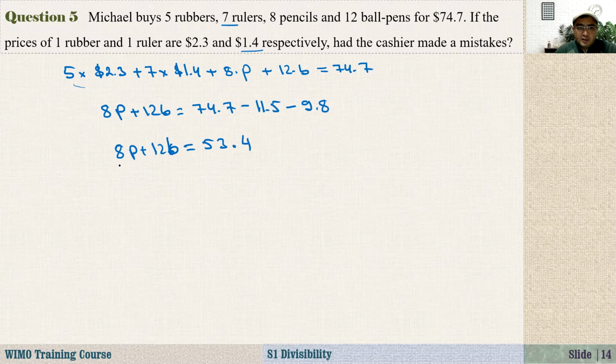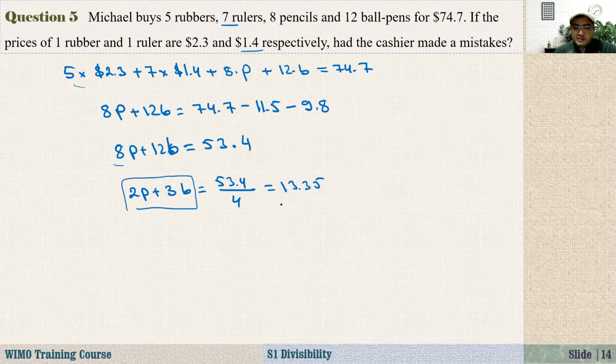So now both numbers are divisible by 4. I can simplify this further because 8 and 12 have a common factor of 4. So it is 2p plus 3b is equal to 53.4 over 4, which is equal to 13.35, right? The price of 2 pencils and 3 ball pens is equal to 13.35. So there's nothing wrong here. So the cashier didn't make a mistake. And had the cashier made a mistake, the answer is no. Right, because we have a lot of possibilities for the price of pencil and ball pen, multiplied by 2 and multiplied by 3, that's equal to 13.35.